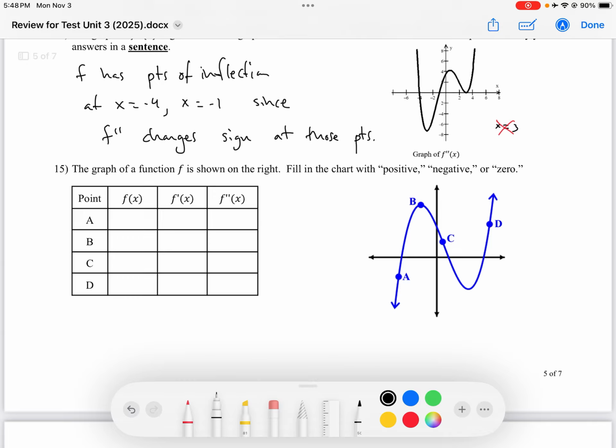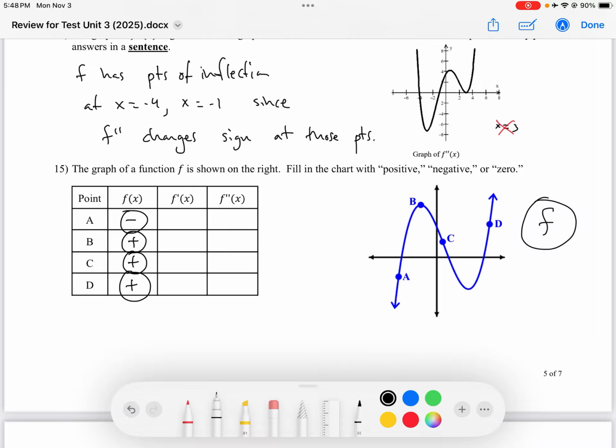Okay, fill in the chart with positive, negative, or 0 for each of these points for f, f prime, and f double prime. I am looking at f, so make sure you know what you're looking at. F at point A is negative because it's below the x-axis. At point B and C and D, it is positive because the function is above the x-axis.